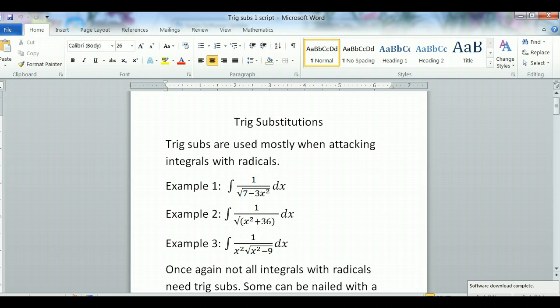But once again, not all radical integrals need trig substitutions, some of which can be attacked using a normal U substitution. But there are radical integrals for which you will need trig substitutions. Now I have shown you three types of integrals. If you look at the first example, you will see one type. You see a radical here? Yeah, the radical is of the type a number minus x squared.